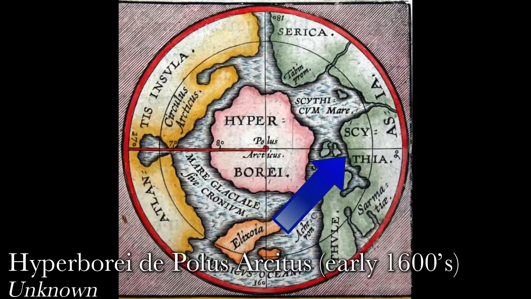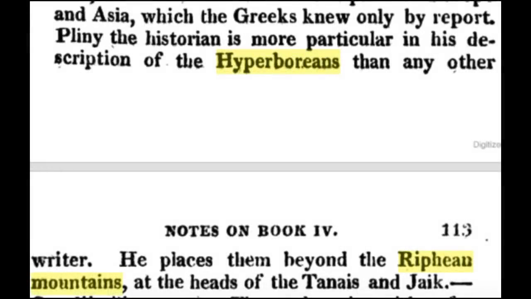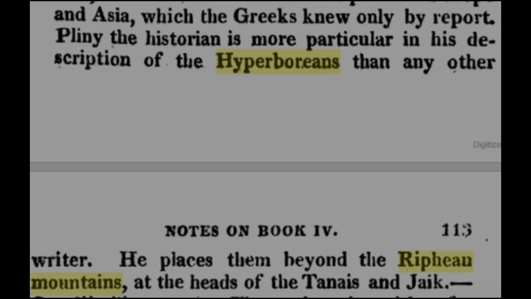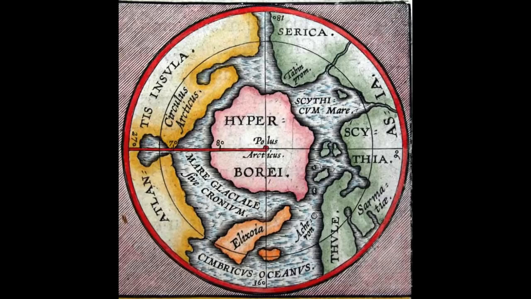To the right is Scythia, which is interesting because in the 4th century BC, Aristotle wrote of Hyperborea as being past the Riphean Mountains, on the borders of Scythia, although no topography is shown on this map.